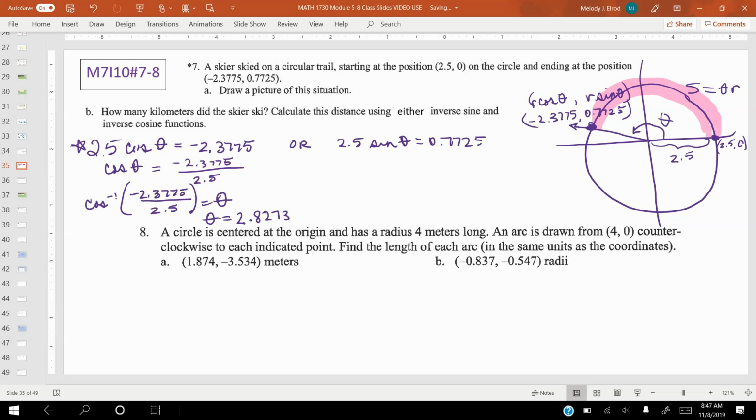What we said we wanted the angle for was so that we could figure out the arc length. So the arc length is going to be 2.8273 times the radius, 2.5. Let's take this value and multiply by 2.5, and that will give us 7.0681 kilometers. And that's how far the skier skied.